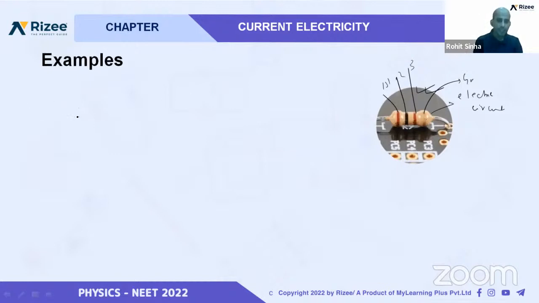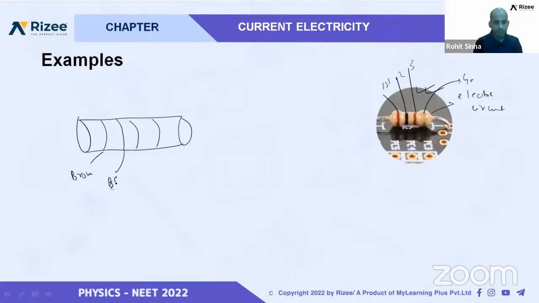Let me take one example. You give the answer, I will move further. There are four bands. Let me give one example: it is brown, it is blue, let me take it is gray.